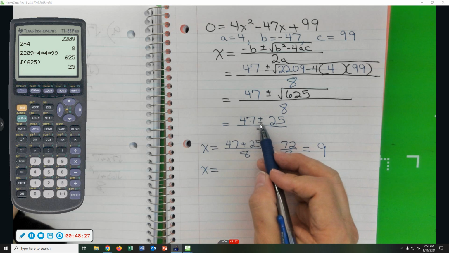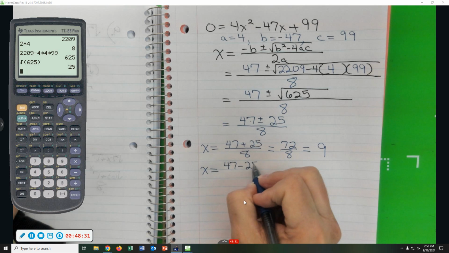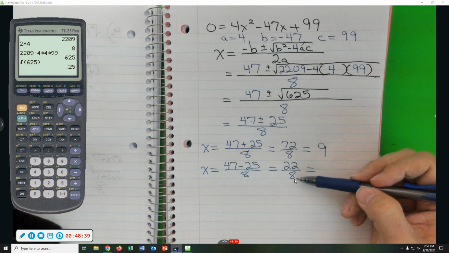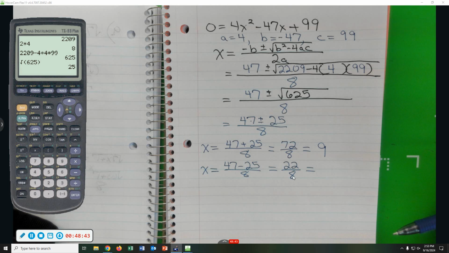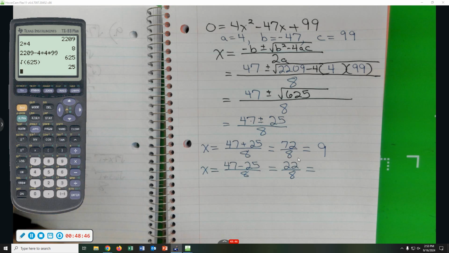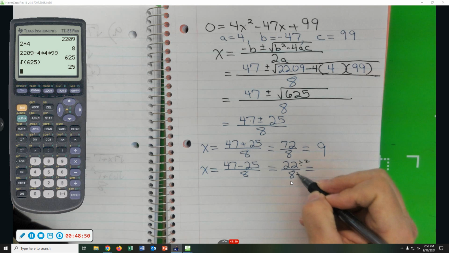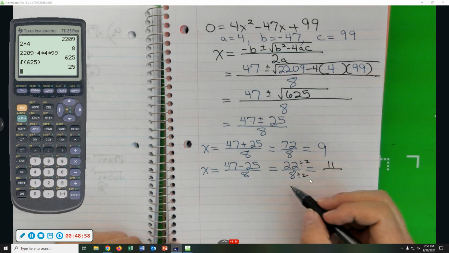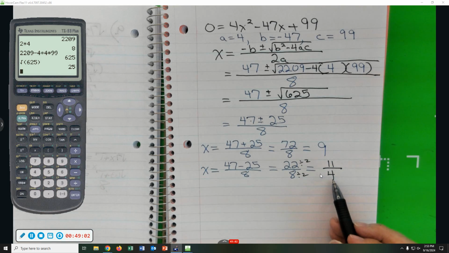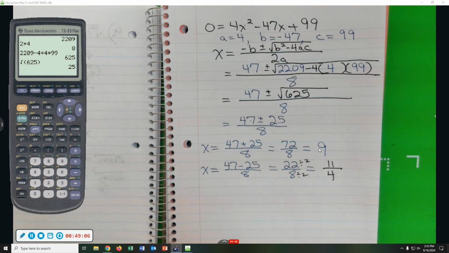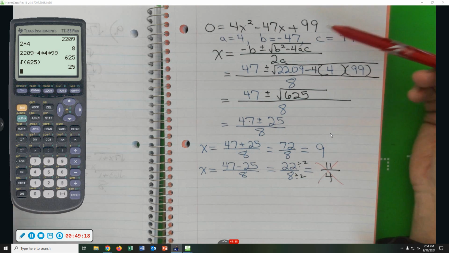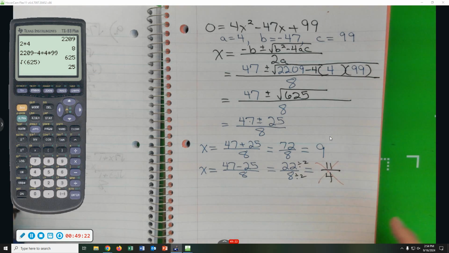And now 47 minus 25 all over 8. That gives me 22 over 8. Both of those numbers are even, so we can cancel what above and below? We can divide by 2 above and below. 22 divided by 2 is 11, all over 8 divided by 2 is 4. Is that the other one we got? But if you use the quadratic formula, you still got to check your answers. But we already know this one is not going to work. And so if you're using the quadratic formula for these big number problems, you'll want to have a calculator handy. Okay? Any questions there?